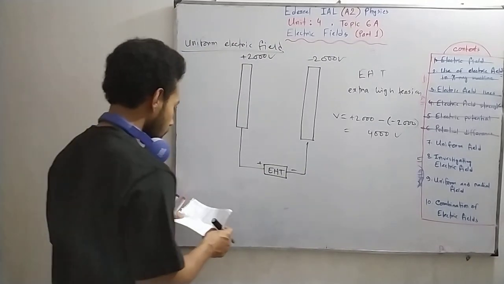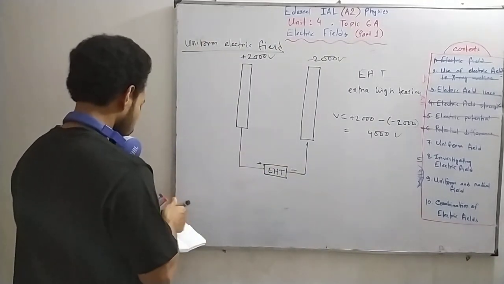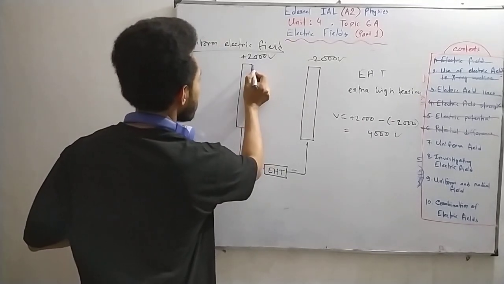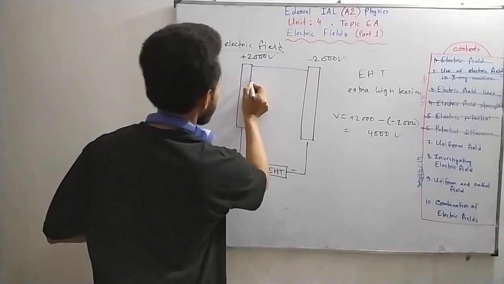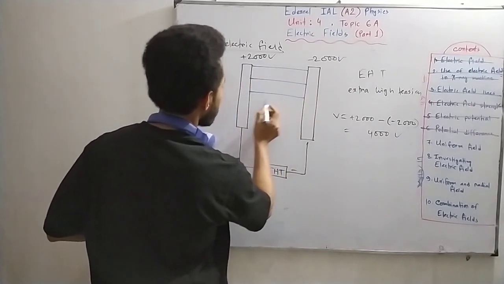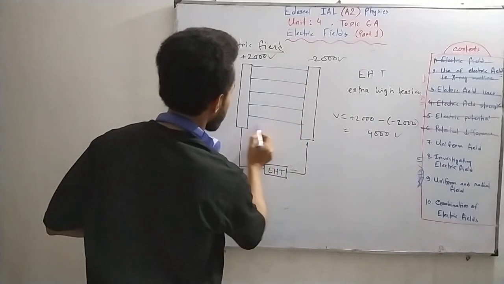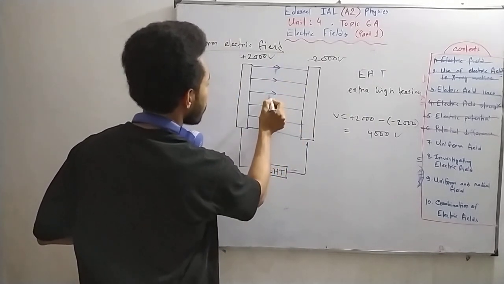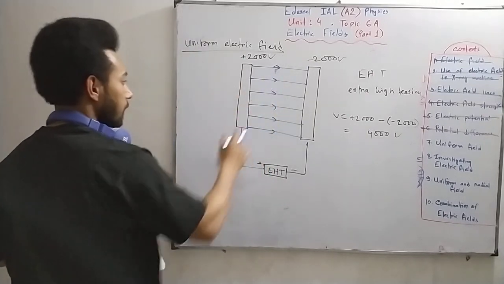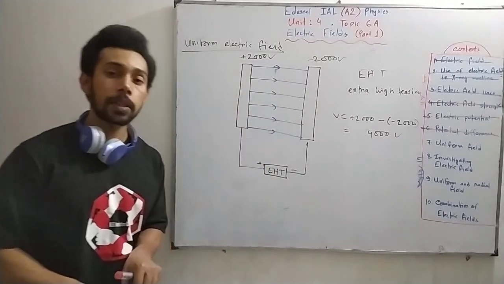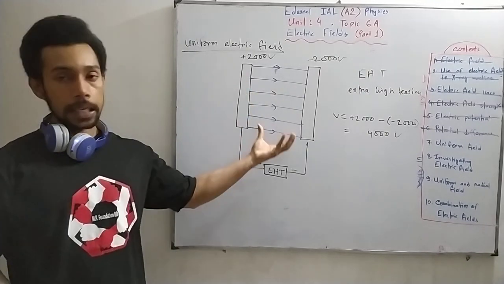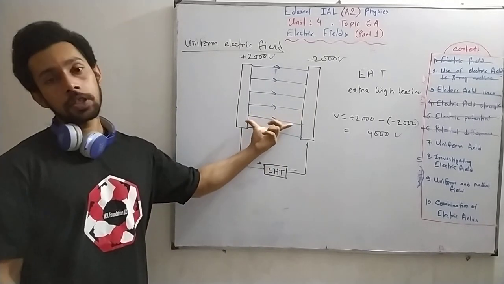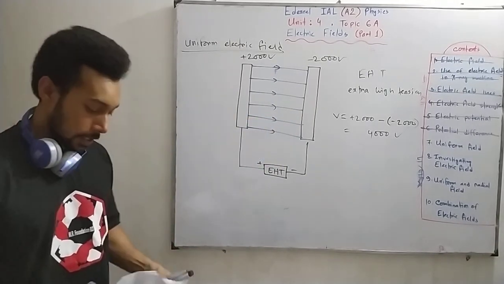Okay, EHT, and there will be electric field lines directing from the positive to the negative plate. This is an electric field, and you have to remember that an electric field exists always. Always an electric field exists between 2 charged objects or 2 charged particles.